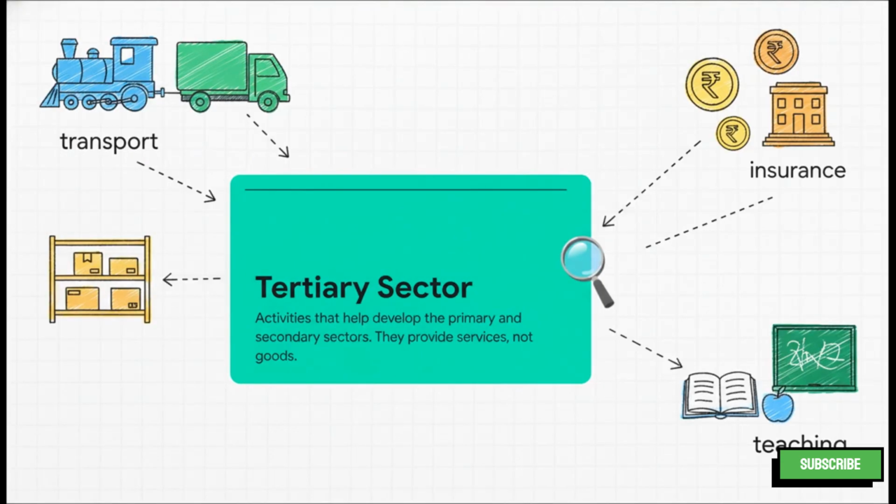And finally, there's the tertiary sector. Now, this one's a little different. It doesn't actually produce a physical good. Instead, it provides the services that are absolutely crucial for the other two sectors to even function, let alone grow. Think about it. Transport, storage, banking, insurance, and yes, even teaching. This is the service sector.